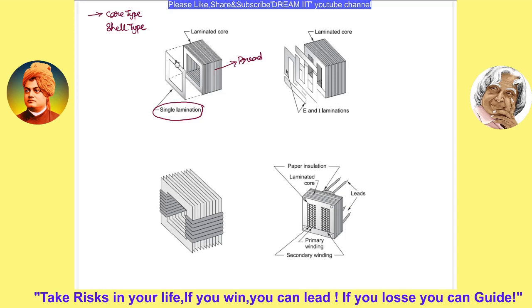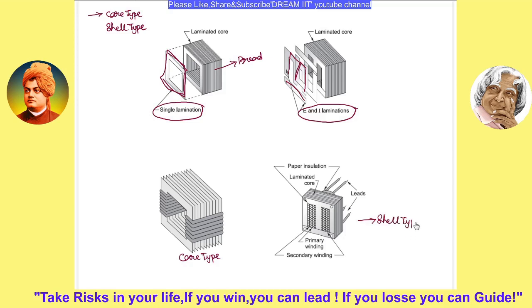This is a single lamination. A piece of lamination will be straight, that is a rectangle or square, whatever it may be. But if you observe E and I laminations, there is a shape of E and there is a shape of I, I am drawing roughly. Like this also a laminated core will be there. Now let us see what is the core type and what is the shell type of the transformer. So this is called the core type transformer and this is the shell type transformer.